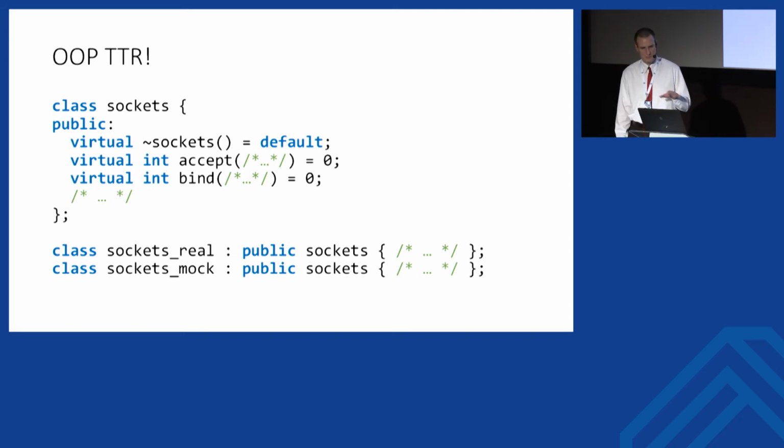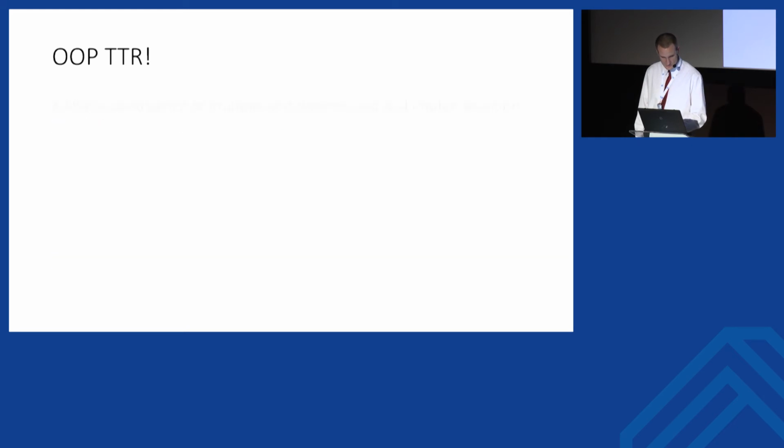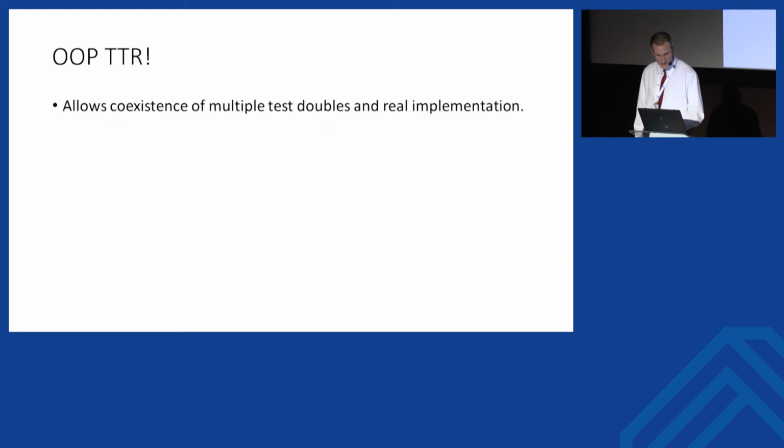There is a level at which you usually would say that, no, I'm not taking this as a direct dependency. But we will get back to it. This approach with object-oriented programming allows coexistence of multiple test doubles and even a real implementation at the same time. This is the main benefit of the interface in object-oriented programming. Well, it defines what it can do, but not how it does it. So you can at runtime provide different implementations.